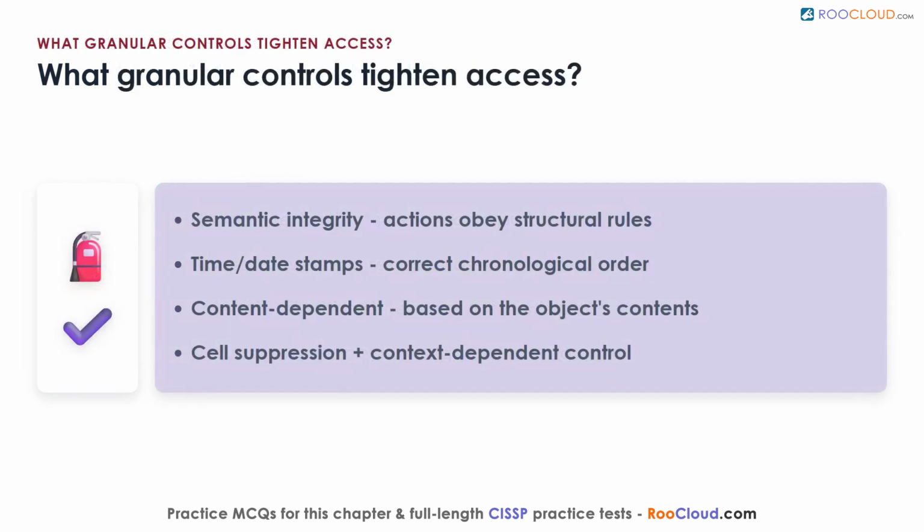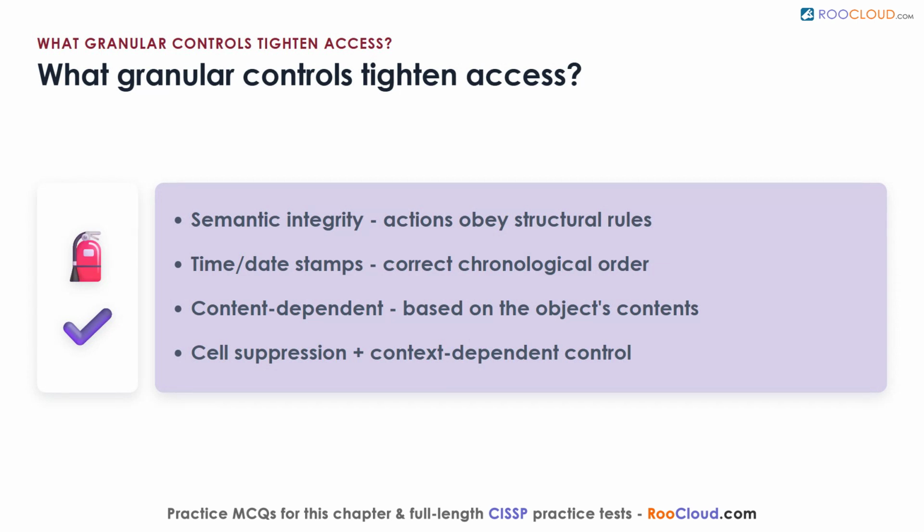What granular controls tighten database access? Databases offer several fine-grained mechanisms. Semantic integrity ensures user actions never break structural rules, keeping data within valid ranges and honoring uniqueness constraints. Time and date stamps preserve integrity in distributed systems, applying replicated changes in correct chronological order across every copy.